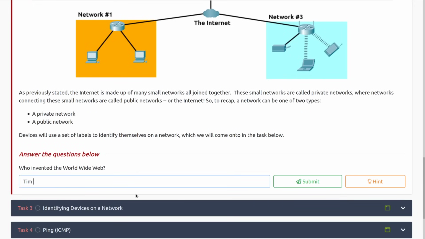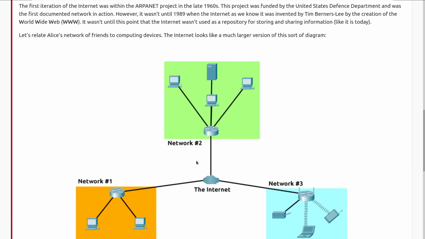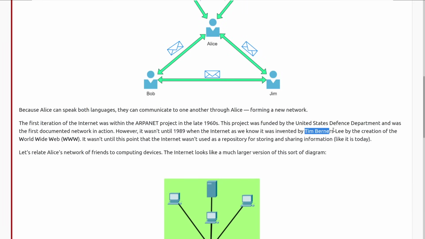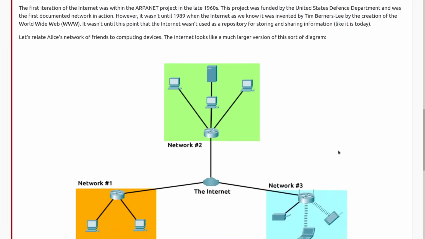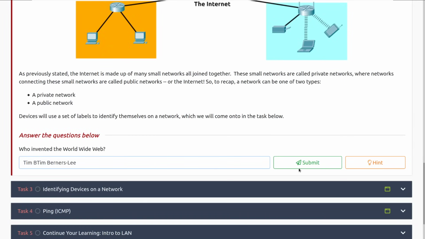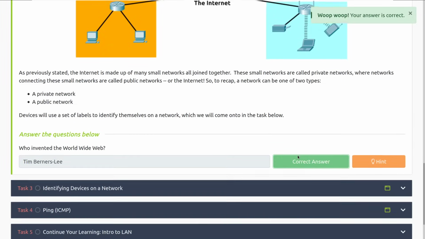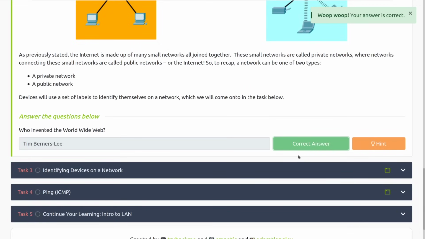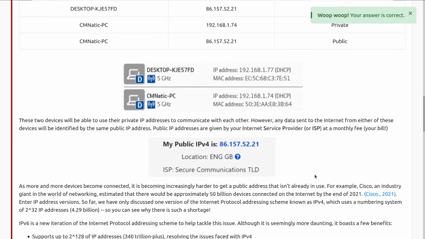That will be Tim. I'm going to have to grab his name from up here as I can't spell it. Tim Berners-Lee. And we can just copy that. And there we go. All right, perfect. Let's move into task three, identifying devices on a network.